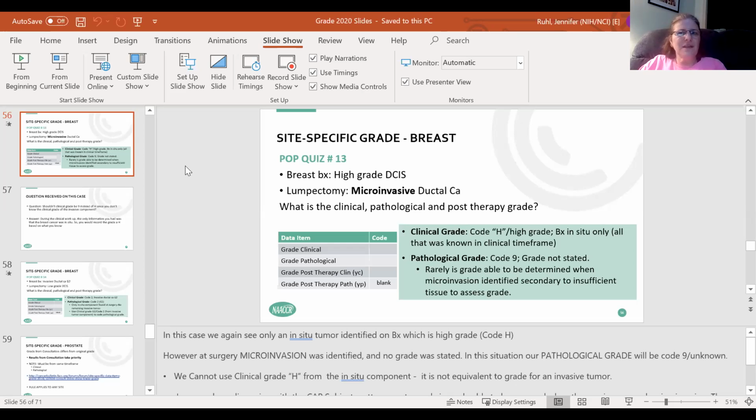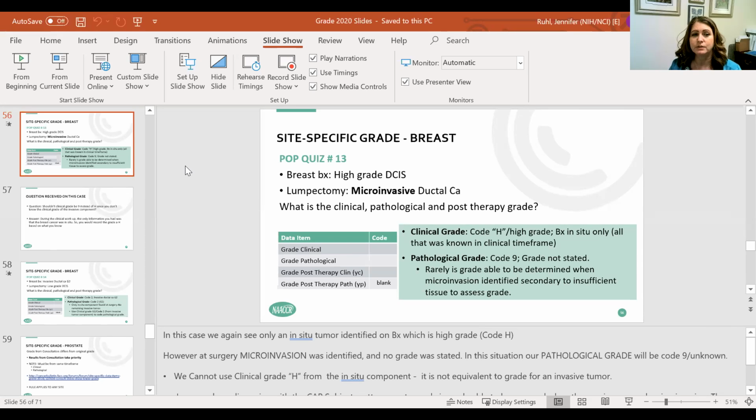H is included in very few schemas. It's in breast, it's in corpus, it's in bladder. But if you do not have an H, you cannot code high grade that way. Usually high grade is going to translate to an A through D code if those are available.